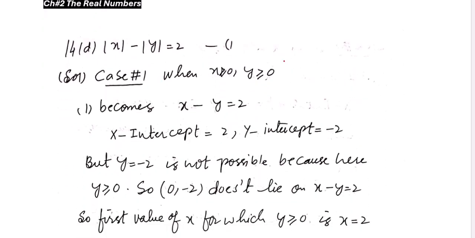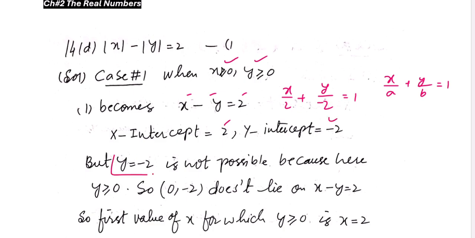Now I give its correct version. Case number 1, you have considered absolute x, x greater than or equal to 0, y greater than or equal to 0. Your equation number 1 becomes x minus y is equal to 2. By dividing on both sides, we have x by 2 plus y over minus 2 is equal to 1. If you compare this equation with the intercept form, which is x over a plus y over b is equal to 1, your x intercept is 2 and your y intercept is minus 2.